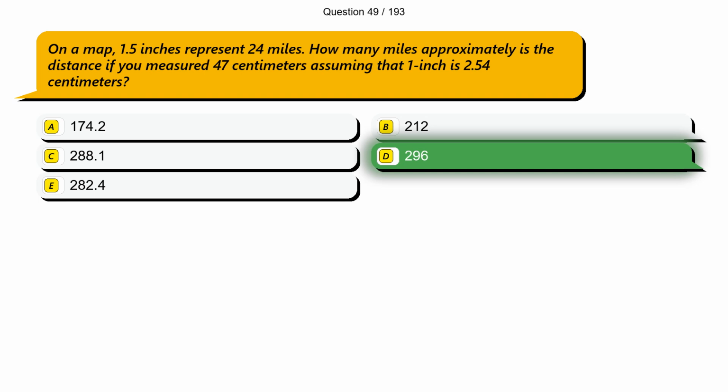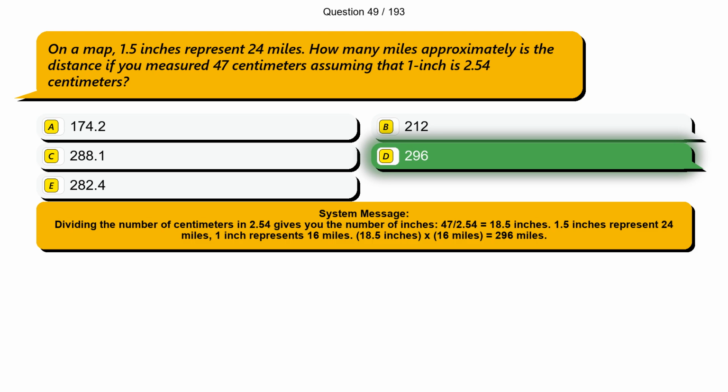The correct answer is option D, 296. Dividing the number of centimeters by 2.54 gives you the number of inches. 47/2.54 equals 18.5 inches. 1.5 inches represent 24 miles, so 1 inch represents 16 miles. 18.5 inches x 16 miles equals 296 miles.